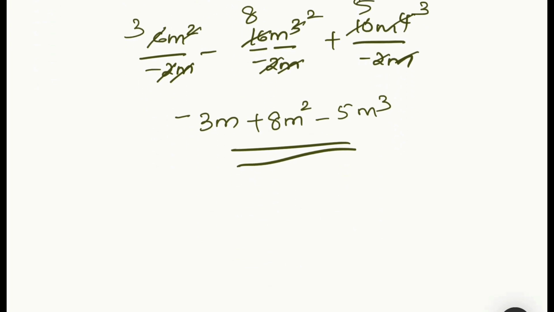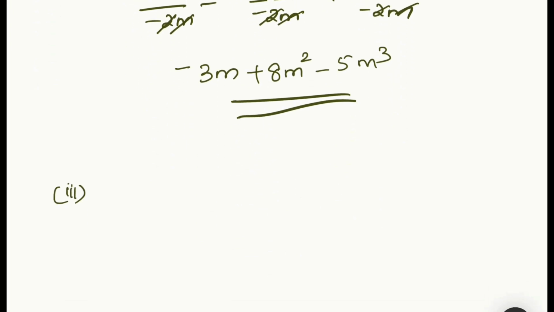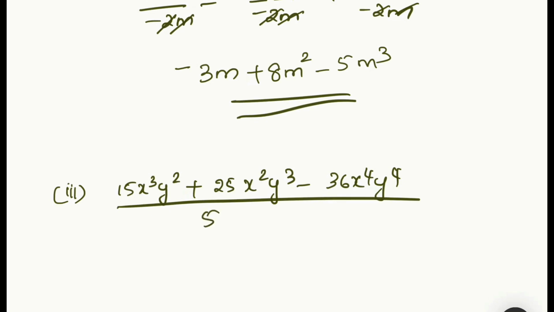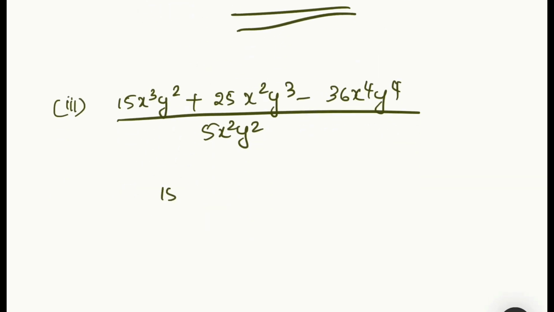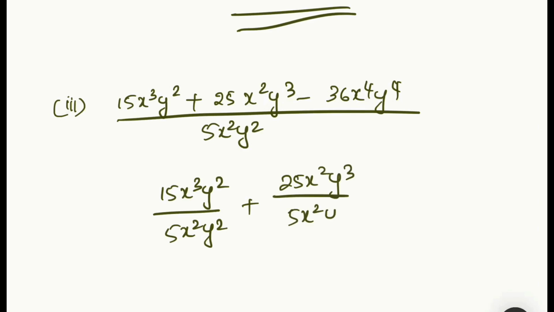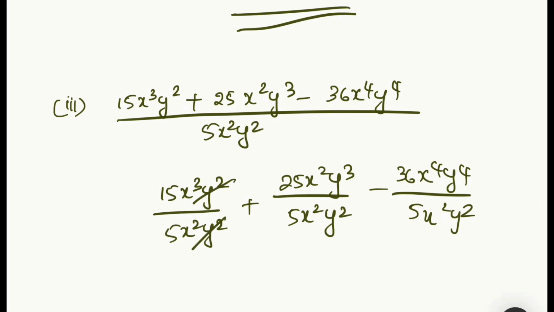Okay, so let us do the third sub question here. Third one, we have 15x cube y square plus 25x square y cube minus 36x to the power of 4 y to the power of 4 by 5x square y square. 15x cube y square by 5x square y square plus 25x square y cube by 5x square y square minus 36x to the power of 4 y to the power of 4 by 5x square y square. y square and y square is getting cancelled. 5 3s are 15, 5 5s are 25. x square is getting cancelled here.